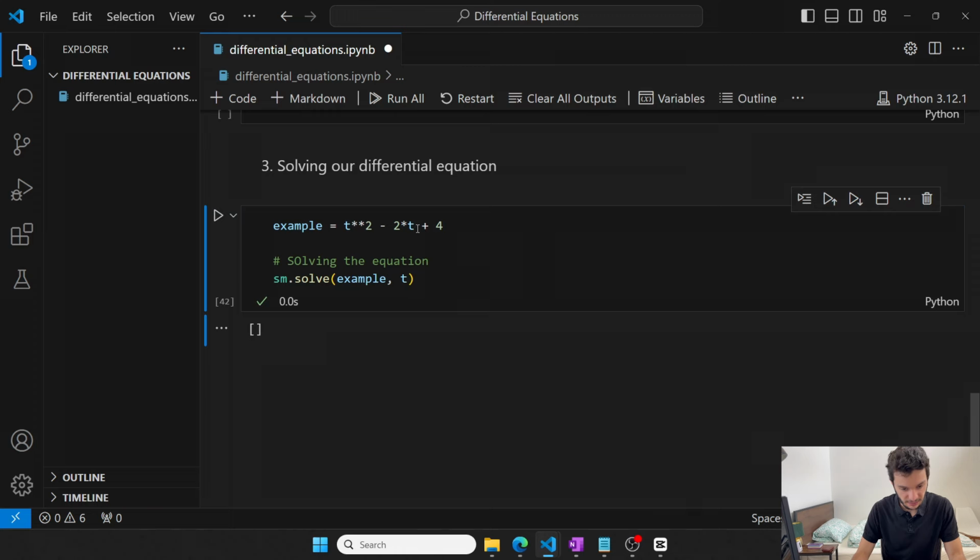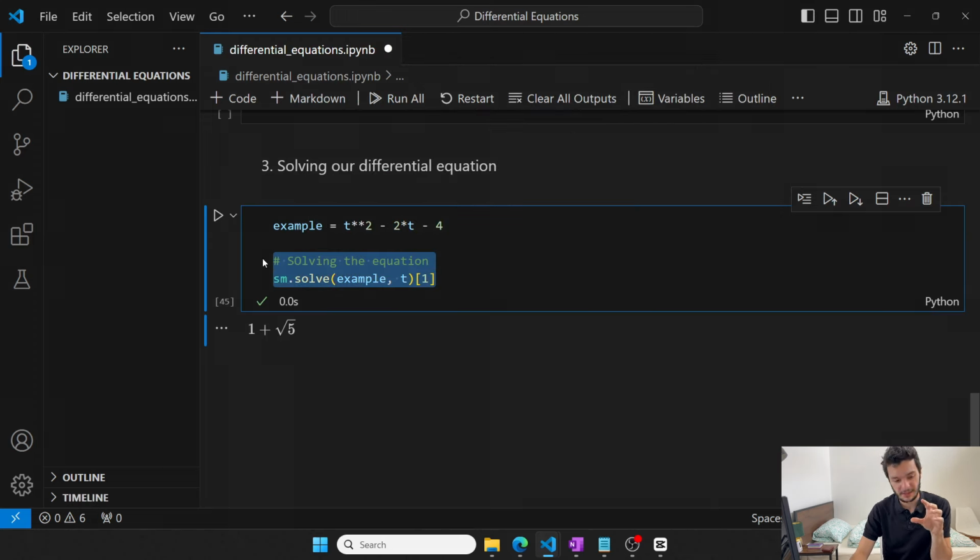Now let me change this, for example, here to minus 4. Let me run this. Now, you see we get solutions since our solutions are both real. I want to extract the first solution. It is 1 minus square root of 5, and the other is 1 plus square root of 5. Now, this is how you can solve simple equations.